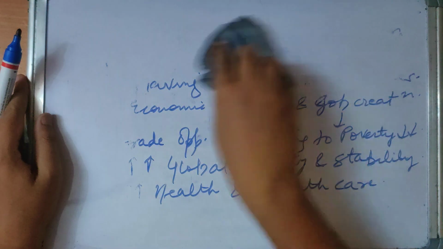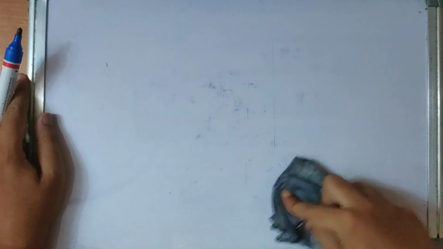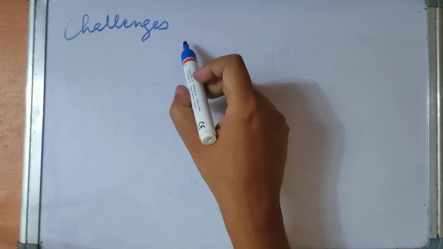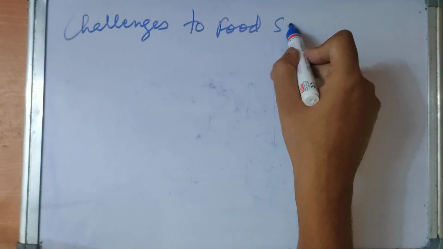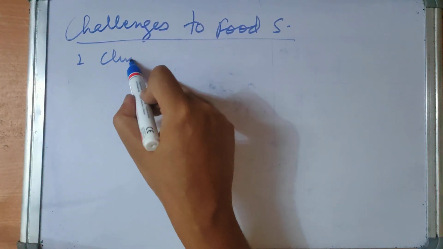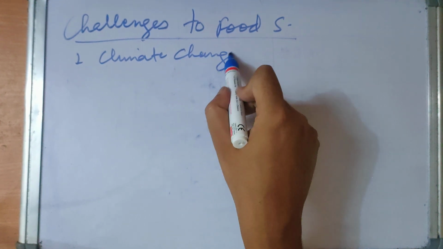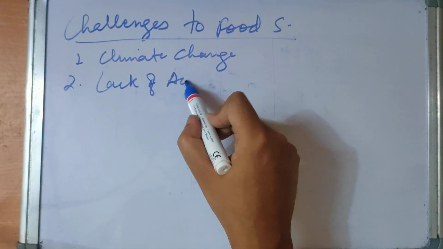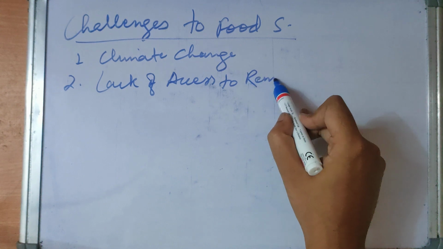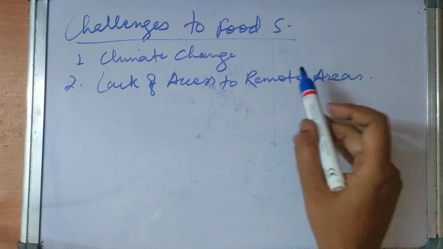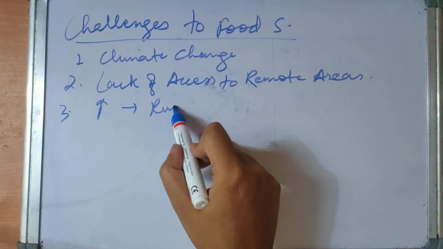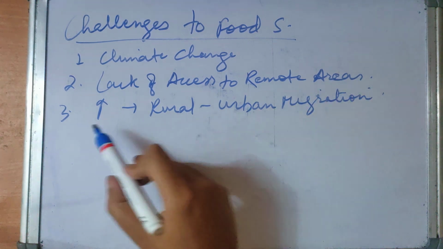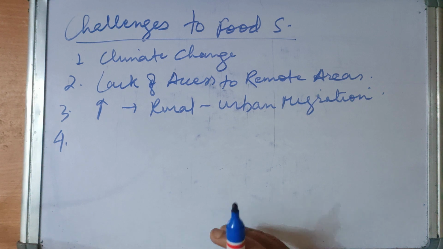Now, what are the challenges to food security? First one is climate change. Due to climate change, the production trends are changing, which can be a major challenge to food security. Lack of access to remote areas. There is less accessibility in remote areas. Increase in rural to urban migration. People are migrating to urban areas and not having a sufficient food diet over there.